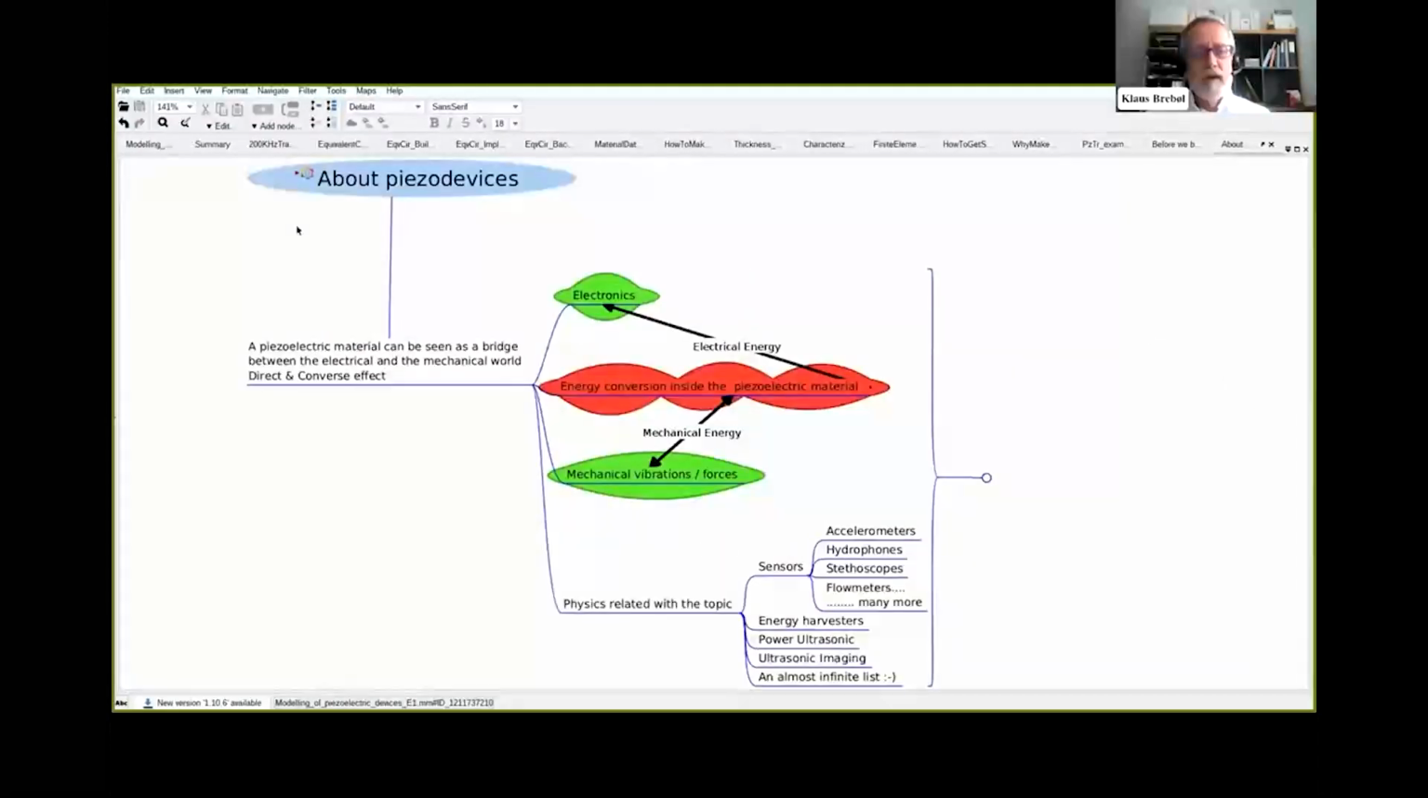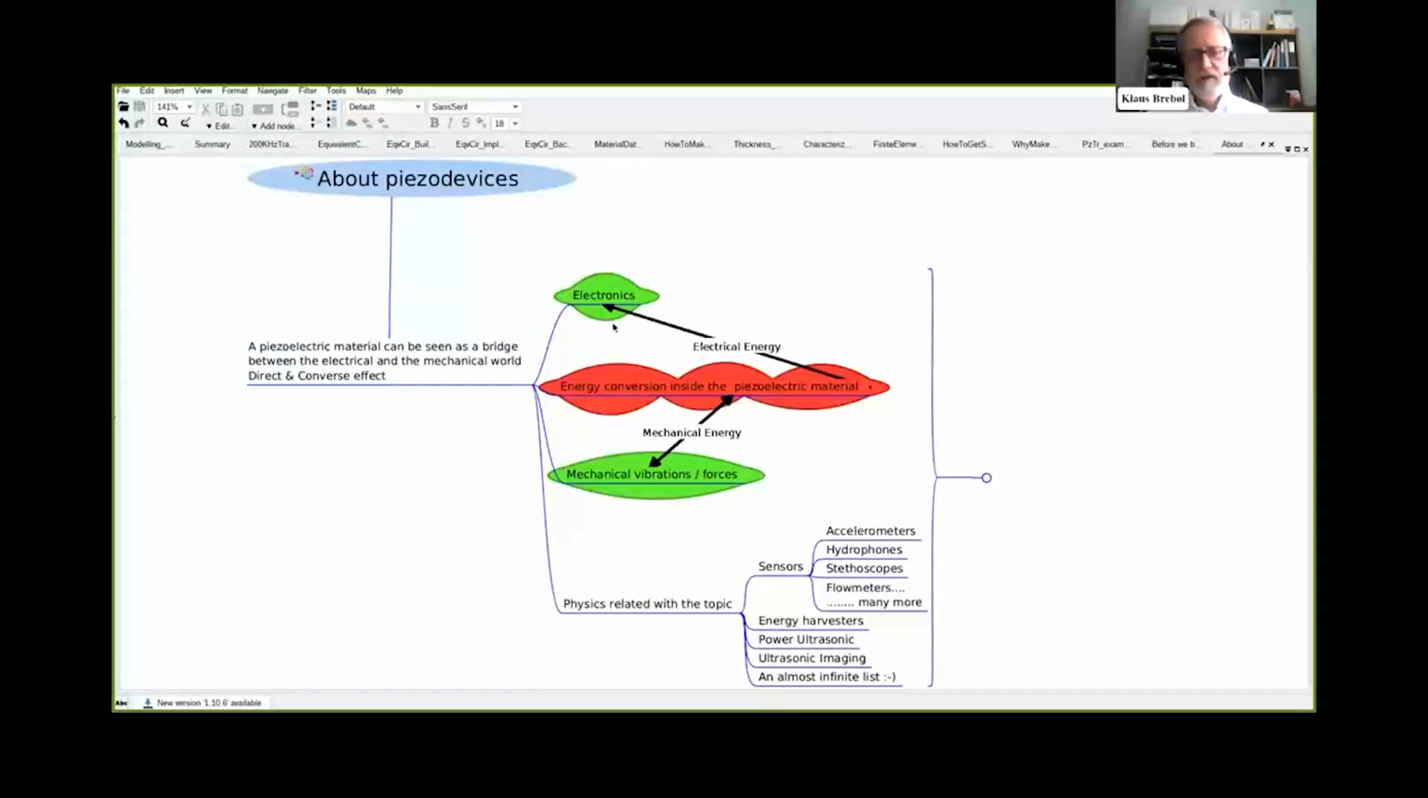About piezo devices, a piezoelectric material, I see it as a bridge between the electrical and the mechanical world. We have the direct and the converse effect. If you can imagine, here we have the red piezoelectric material, and then we have some electrodes, and a couple of wires going to our electronics, and similarly, we have a mechanical connection to the mechanical world outside. Through these connections, we have energy flowing, and it can either flow from the mechanical side to the electric side or vice versa. And the conversion of energy takes place inside our material.